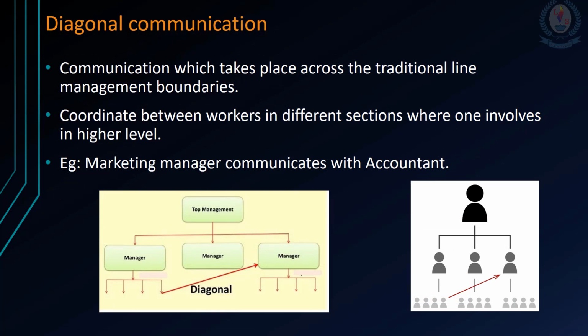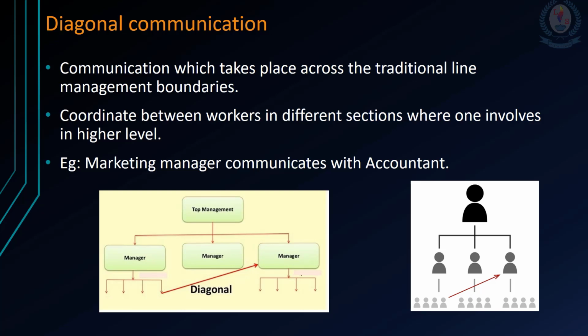Okay, diagonal communication, or the last direction of communication. Simply, communication which takes place across the traditional line management boundaries, or coordinate between workers in different sections, where one is involved in a higher level. So always in diagonal communication, one is involved in a higher level, and the other is involved in the lower section of a business firm, right?